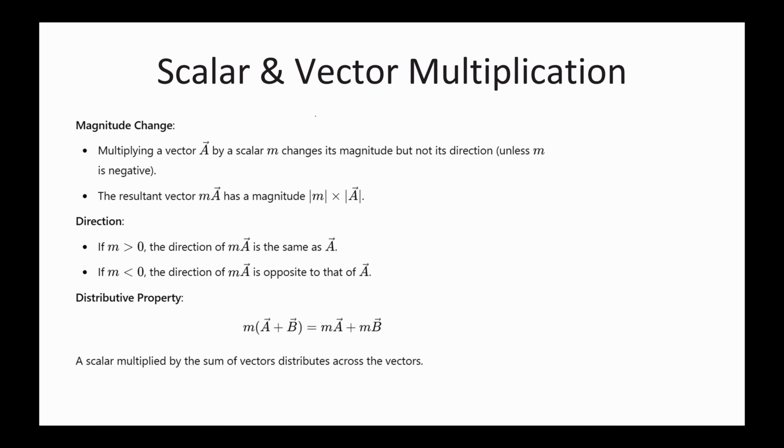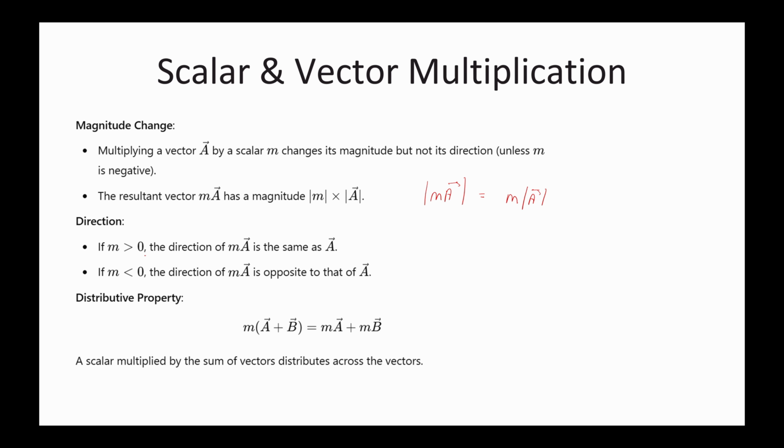So for now, let's talk about scalar and vector multiplication. Again, a few properties that you must remember. Let's say we multiply a vector with a scalar m, so it would just change its magnitude, the direction would remain the same, unless m is negative. If m is negative, then the direction would become opposite to what it was earlier. The resultant vector m a vector has magnitude mod m into mod a. So basically what we are saying is that if I have m a vector, its modulus can be taken out as mod m times modulus of a vector. So this is how we can write this.